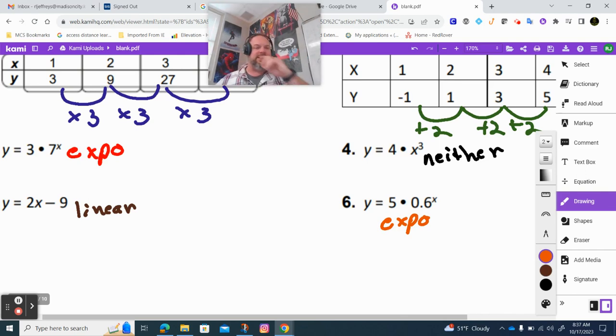All right, so this is an exponential. So remember two ways: if x is the exponent, or if the y is changed by multiplying each time.